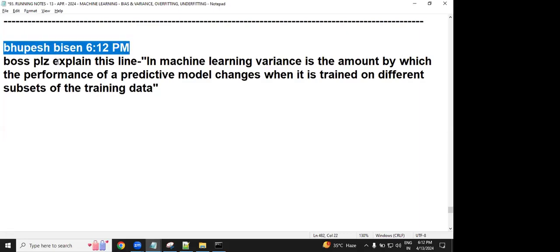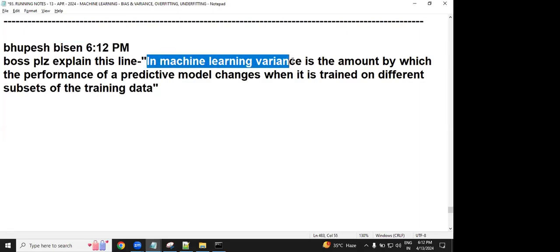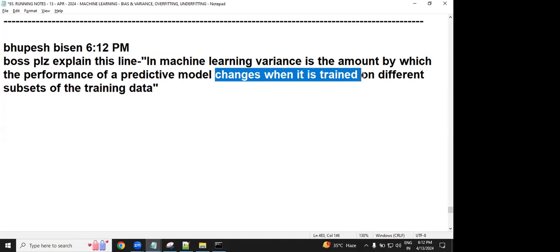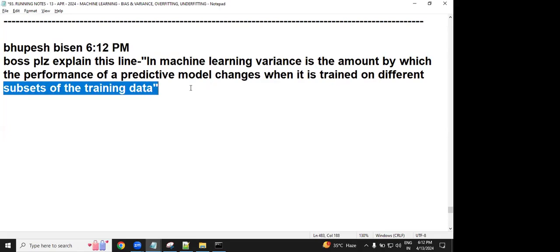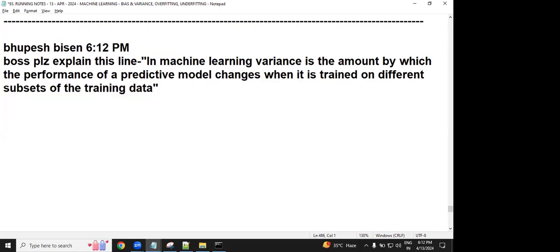Bhupesh sir, please explain this. In machine learning, variance is the amount by which the performance of a predictive model changes when it is trained on a different subset of the training data set. Even this one I would like to compare. Did you do K-fold cross validation? I hope you have noticed that every time the training data set keeps changing.